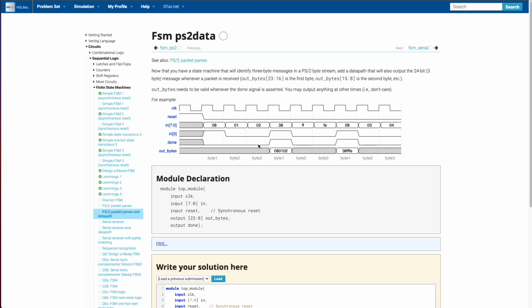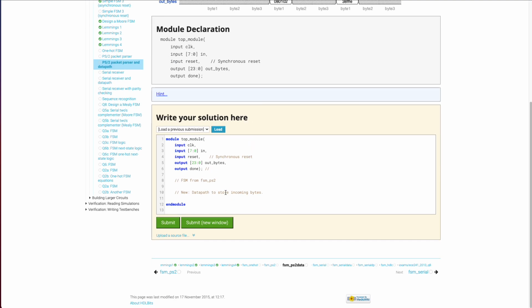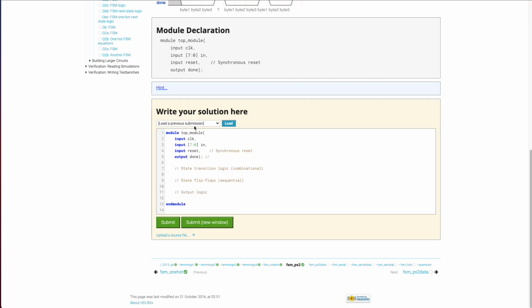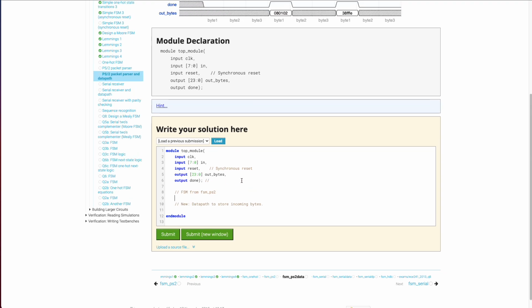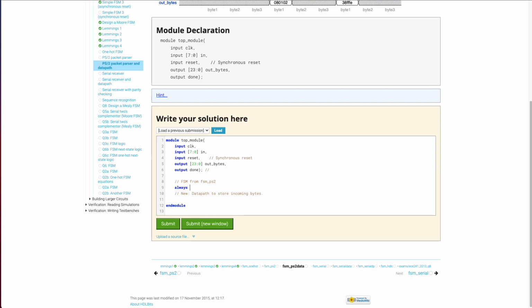Okay. Now that you have a state machine that'll identify 3-byte messages, add a data path that'll also output the 24-bit message whenever a packet is received. Okay, well. This is sad. Okay, so since I deleted it, I need to do that.